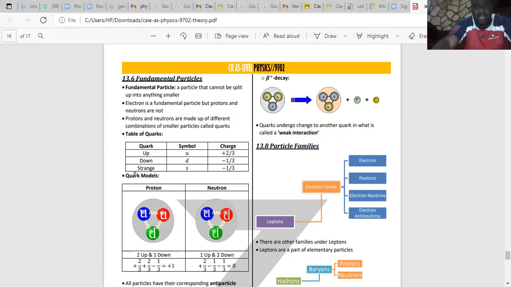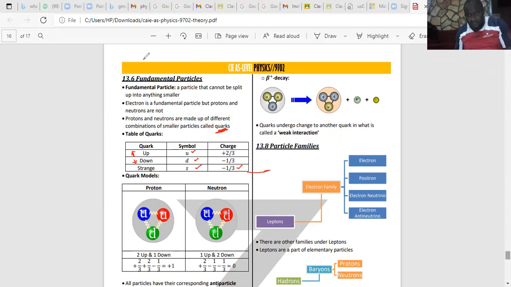So protons and neutrons are made up of different combinations of smaller particles, which are called quarks. And the quarks are these ones right here. So in the table of quarks, we have what we call an upward quark and a downward quark, whereby an upward quark has the symbol U and a downward quark has the symbol D, and they have charges of positive 2/3 and negative 1/3. And then we have what we call a strange quark, which is represented by S, and it also has a charge of negative 1/3. Now, why I want to bring you this knowledge is because I want to show you how we come up with a neutron and a proton having mass number 1.